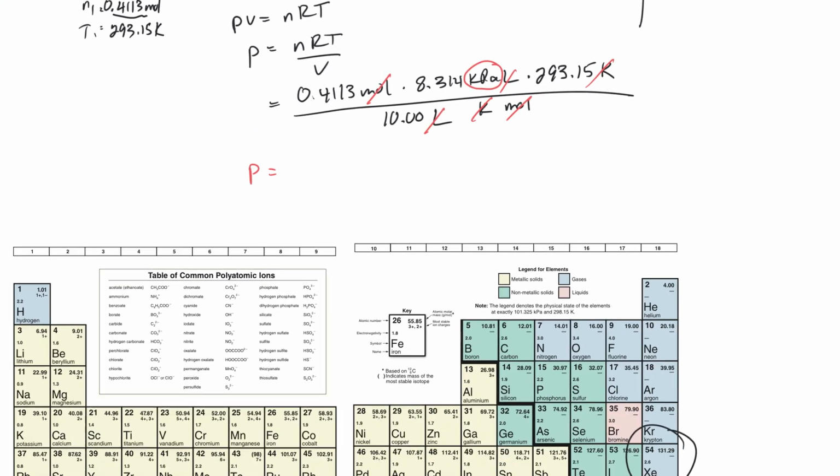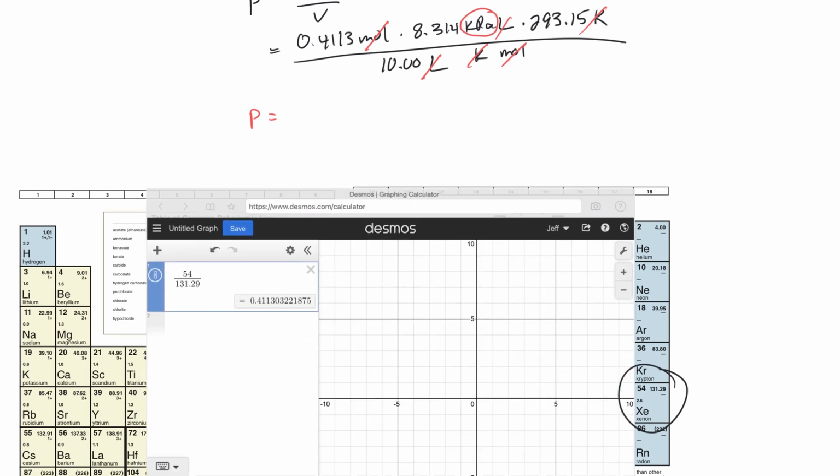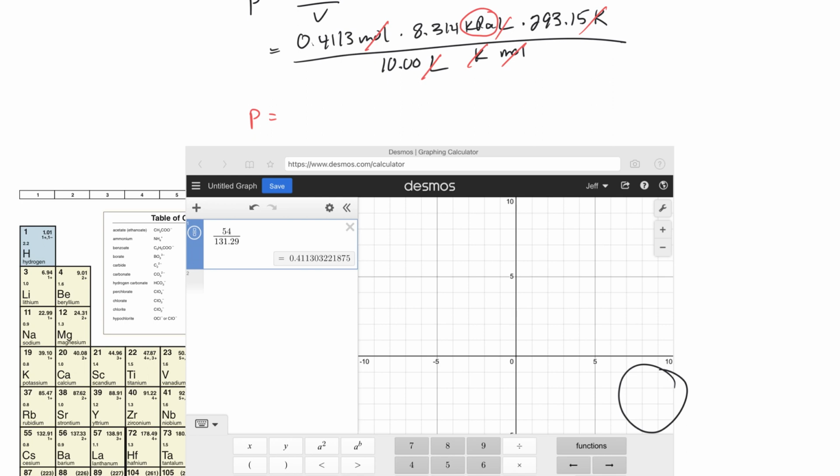Okay, let's bring the calculator in. Oh, now I can use the same numbers I had before. So 54 divided by 131.29, that's my moles. So times 8.314 times 293.15, and the top with a bracket, divided by 10.